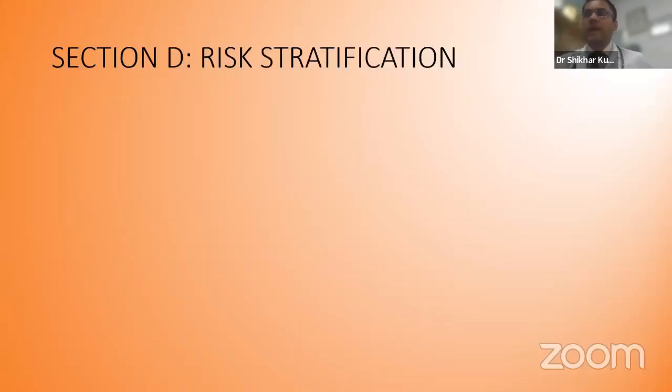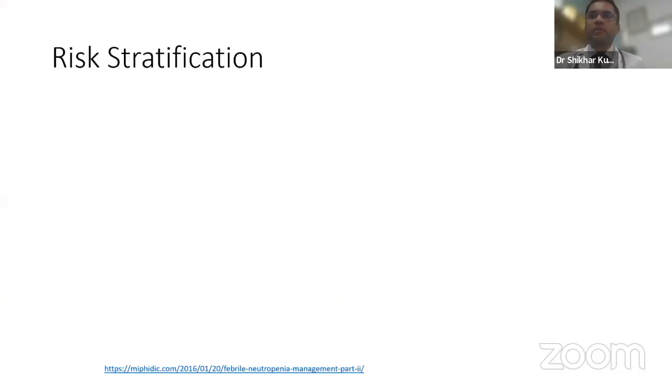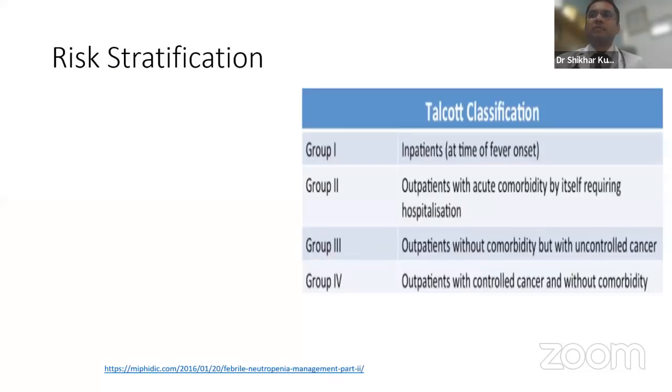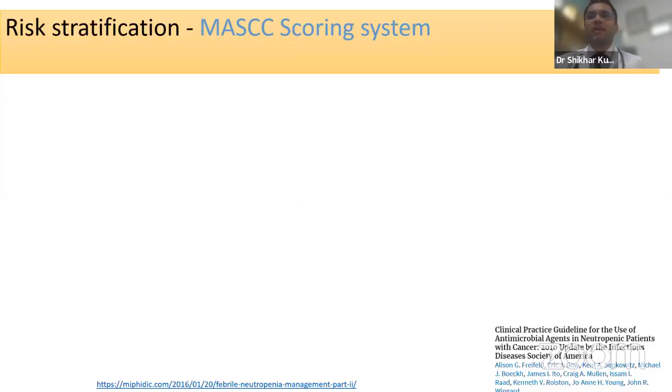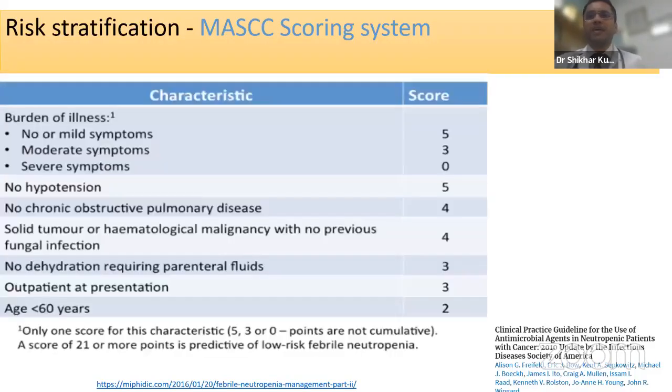So basically you get a score based on the patient's burden of symptoms, whether the patient has hypotension or not, whether the patient has COPD, whether the patient has a solid tumor or a hematological malignancy, if the patient is dehydrated or not, was the patient an outpatient when he came up with fever, and the patient's age. Based on this, you calculate a score. And if the patient's score is 21 or more, this indicates that the patient has a low risk febrile neutropenia. Any score less than this indicates that the patient has a high risk febrile neutropenia.